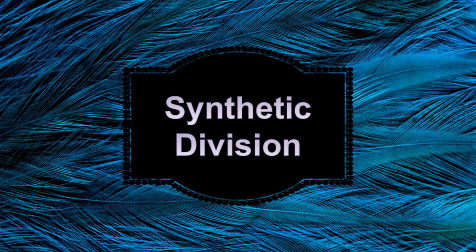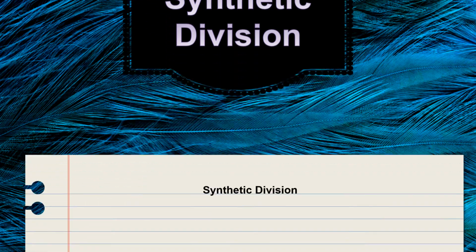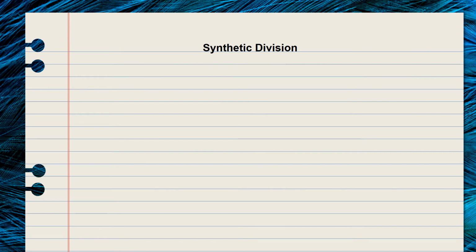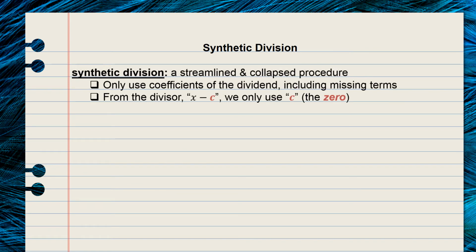This lesson is over synthetic division. Synthetic division is a streamlined and collapsed procedure. We only use the coefficients of the dividend, including any missing terms. And from the divisor x minus c, we only use the c value, or the 0.